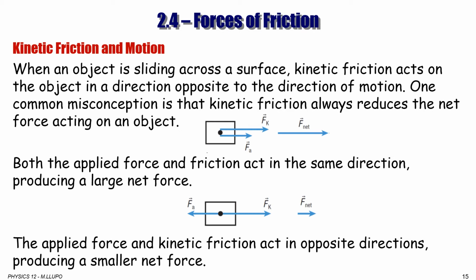so it's producing a big net force. Sometimes they act in opposite directions, so the net force is the sum of two forces. Since they are in opposite directions, the net force is going to be of a smaller magnitude.